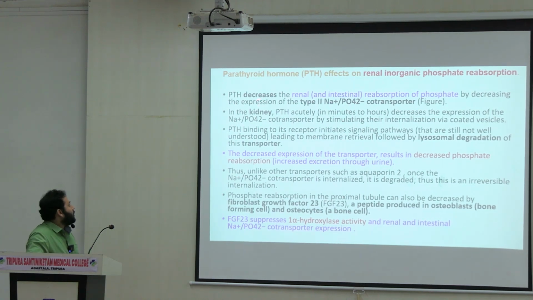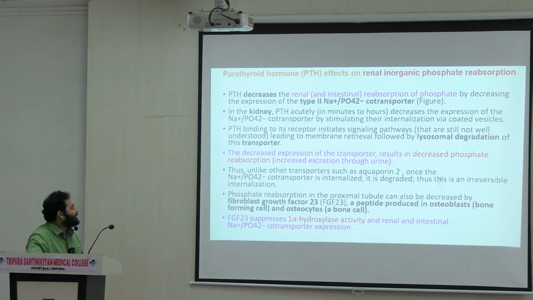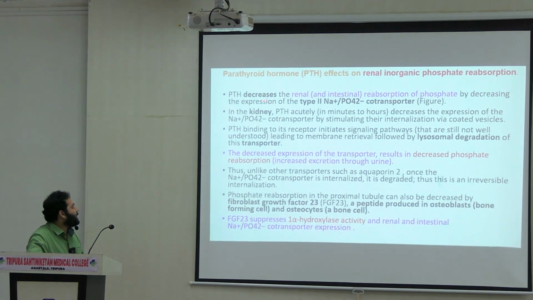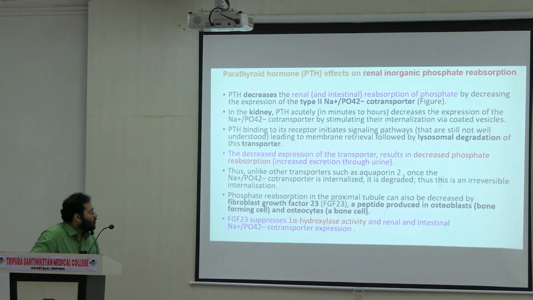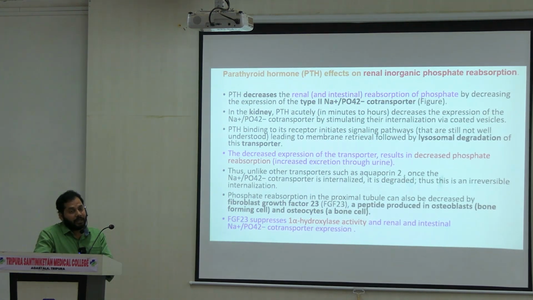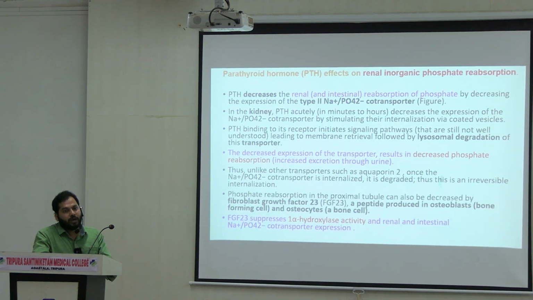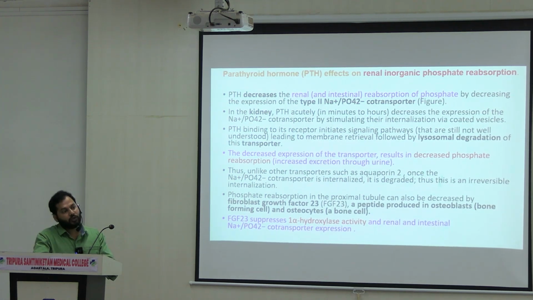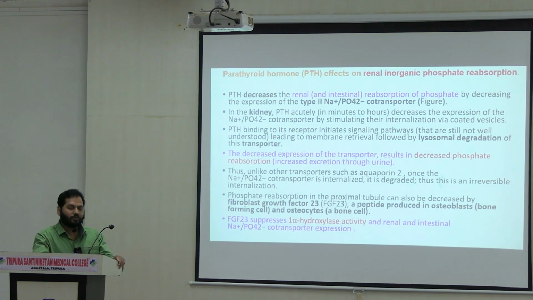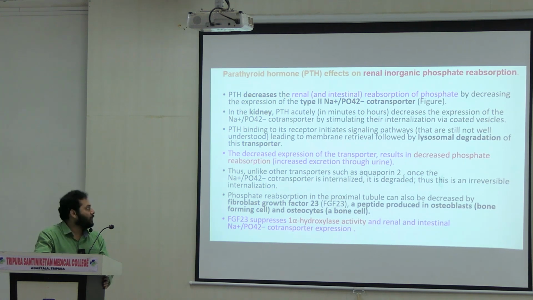See, PTH, that is parathyroid hormone, decreases the renal reabsorption of phosphate by decreasing the expression of type 2 sodium phosphate co-transporter. Yes, in the previous case we have seen parathyroid hormone increases the reabsorption of calcium, but here parathyroid hormone decreases the reabsorption of phosphate. Both the reabsorption of calcium and phosphate occur in the tubule. One occurs in the distal part of the nephron, the convoluted tubules, and one in the proximal part. It means there is a structural difference as well as some functional difference in this reabsorption process.